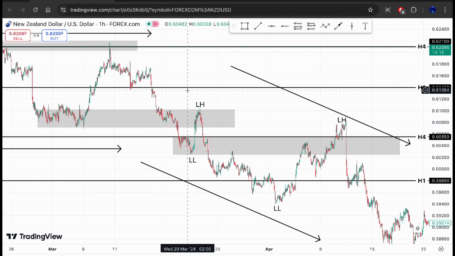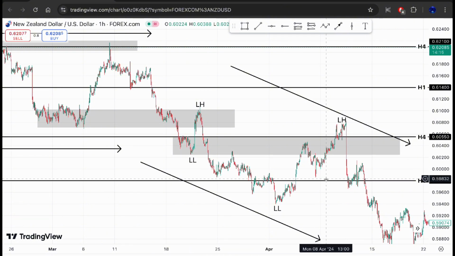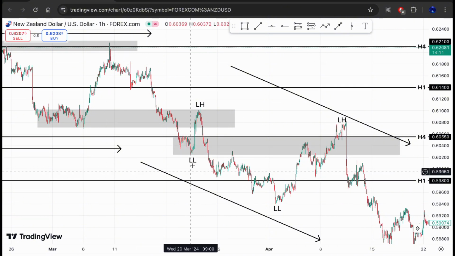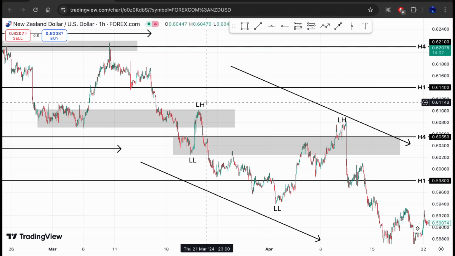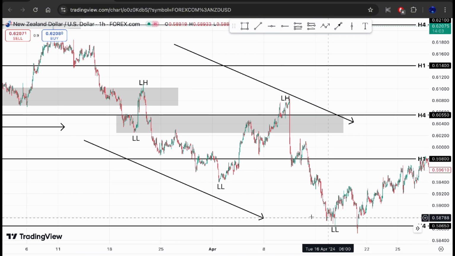So guys, what I basically did here was to label the lower lows and the lower highs so that you guys can see it properly. Remember this was our original high, then we had a new lower low, then a lower high, a lower low, a lower high. LH is lower high, LL is lower low, and it's very easy to understand things like that. This was our last lower low here.